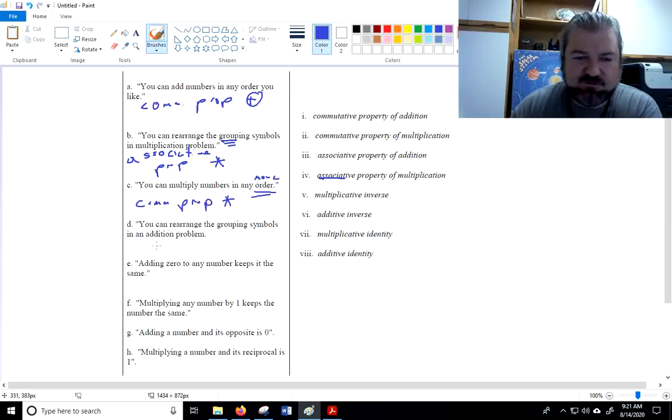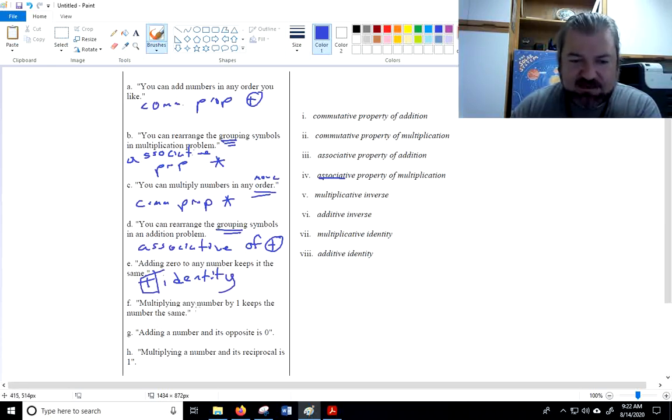You can rearrange the grouping symbols in an addition problem. The addition problem, moving the groups. Groups are your associative property. Adding 0 to any number keeps it the same. That's because 0 is the additive identity. The additive identity is the one and only number that when you add it doesn't change anything. Multiplying any number by 1 keeps the number the same.